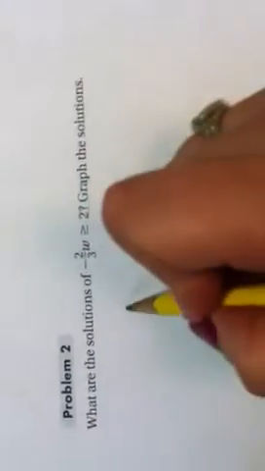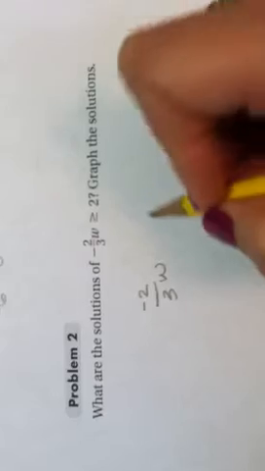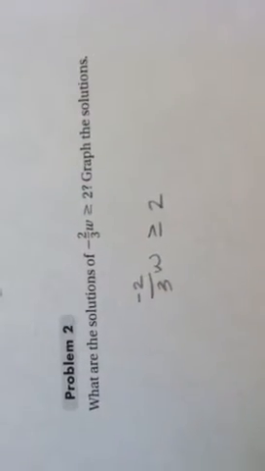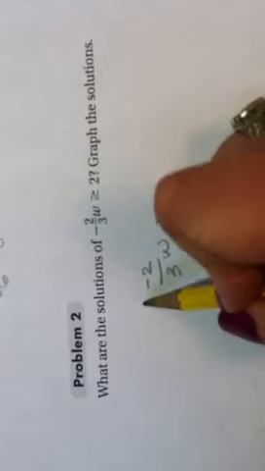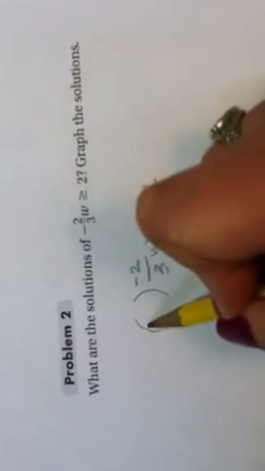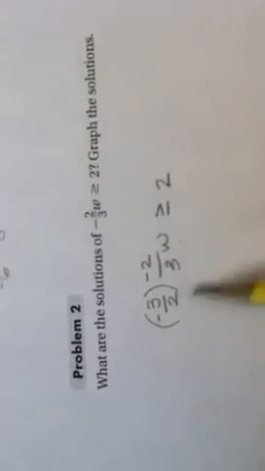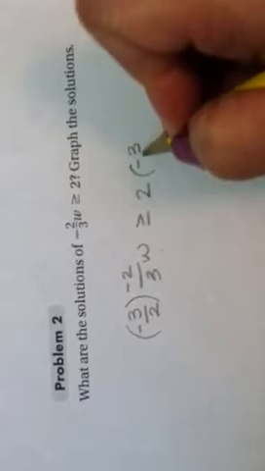For this next one, I'm going to multiply by a negative number, and you're going to see something a little bit different with this. So I'm going to rewrite my problem. Negative 2/3 w is greater than or equal to 2. In order to get w by itself, I need to multiply by the reciprocal. The reciprocal is the flip of the equation. So I multiply by negative 3/2. Whatever I do to one side, I must do to the other.